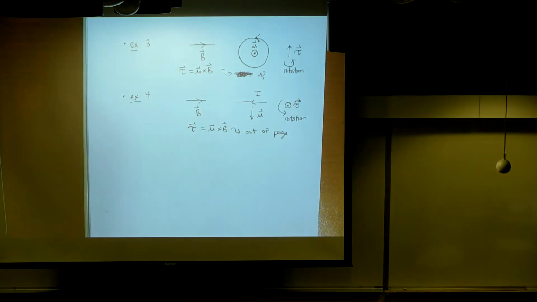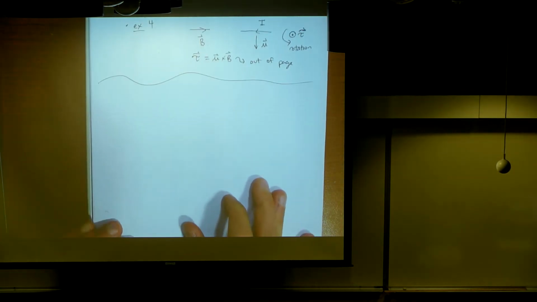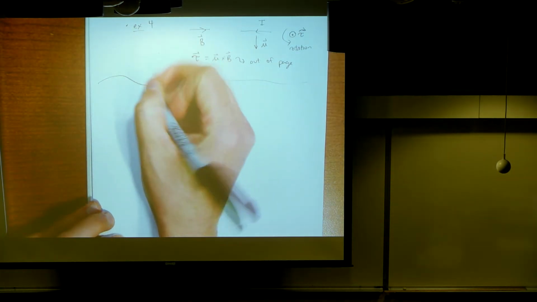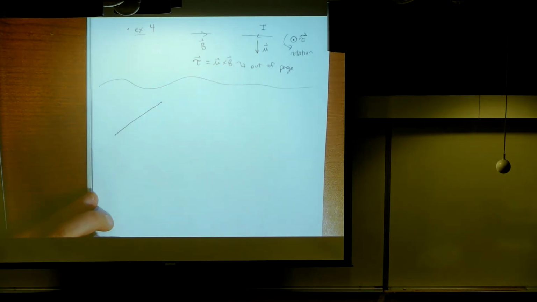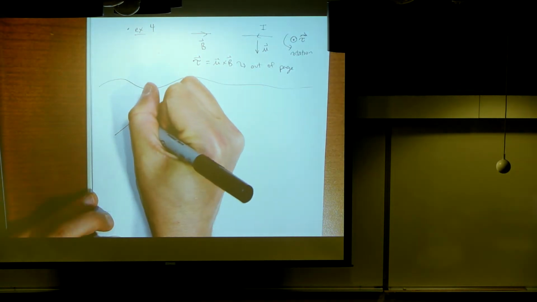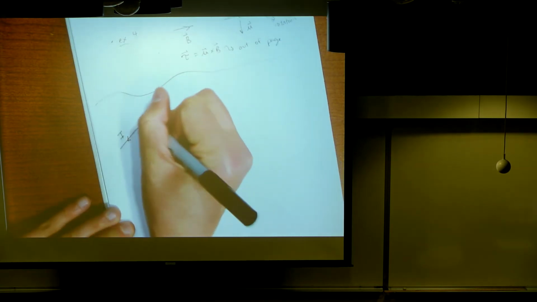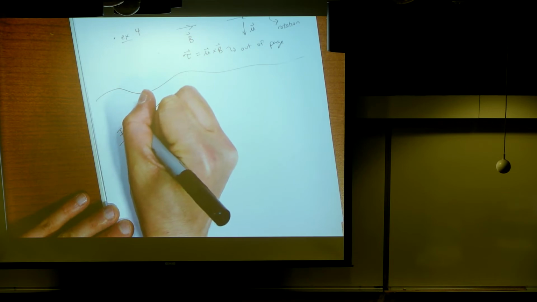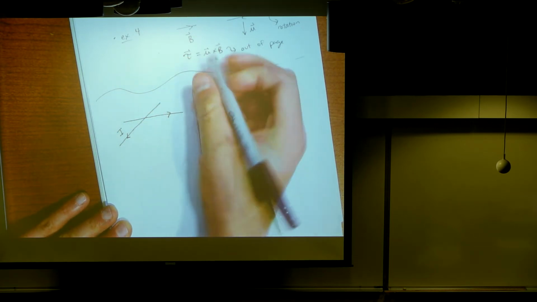All right. So the first part of this is just copying down what we've already seen. Here we have this loop, which we see edge on, with current I running through it. It's inside of a B field, and the B field lines are just going straight to the right like this.